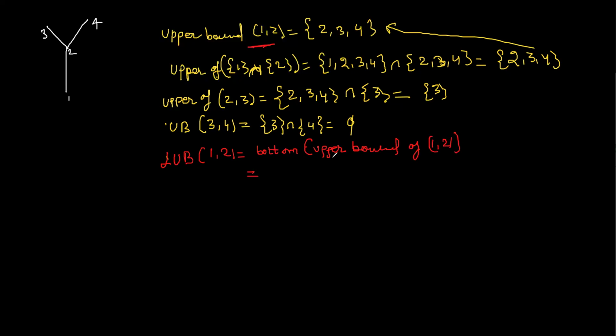So first find the upper bound of 1, 2. Upper bound is what? 2, 3, 4. So out of these three elements, which element is at the bottom? 2. Yes. So least upper bound of 1, 2 is? 2.